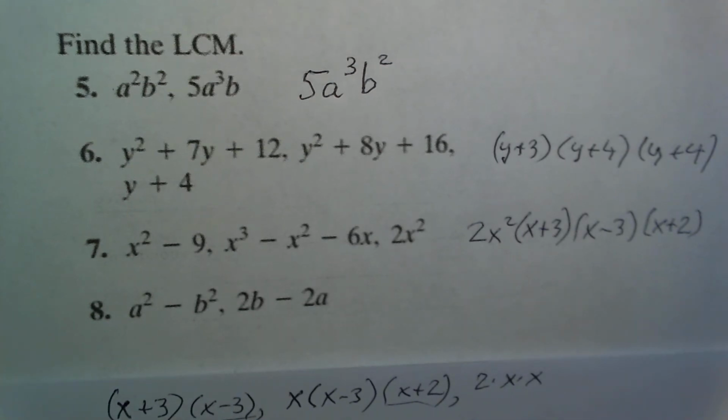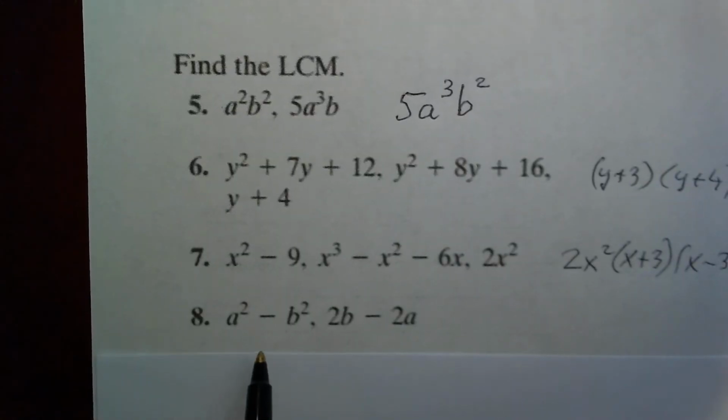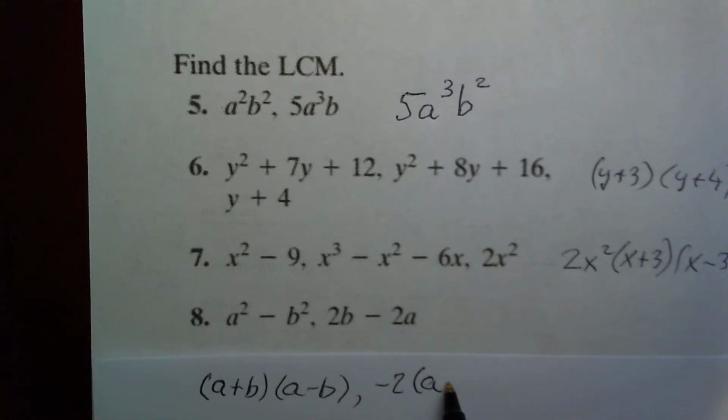And let's look at number 8. We can factor a squared minus b squared as a plus b times a minus b, the difference of two squares. And here we have a couple of options. We can factor out a 2, or we can factor out a minus 2 to make it a minus 2 times a minus b. So then the LCM, the least common multiple, would be minus 2 times a plus b times a minus b. Or we can write it as 2 times a plus b times b minus a. These two expressions are equivalent.